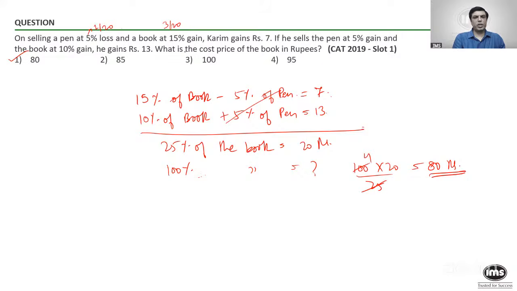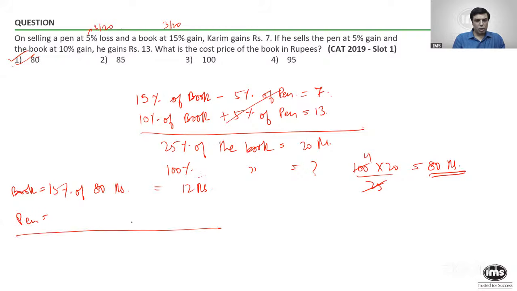So first option that is a multiple of 20 is 80 rupees. Let me consider the price of book as 80 rupees. Now on the book, I'm gaining 15%. What is 15% of 80 rupees? It is 12 rupees. So on the book, I am getting 12 rupees. On the pen, I am losing something. And overall, I am gaining 7 rupees. So how much am I losing on the pen? 12 minus 7, 5 rupees.